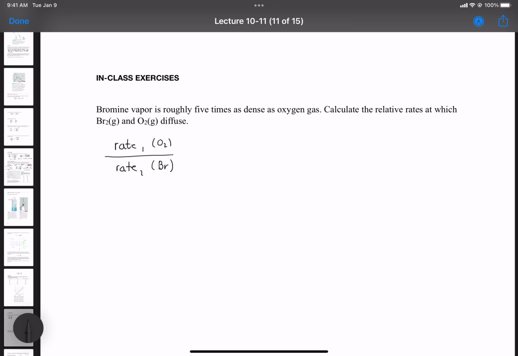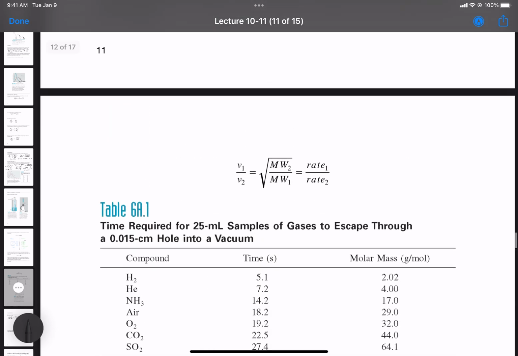Okay? Okay. So we know they're inversely proportional to the molecular weights, so we should have the molecular weight of bromine here, and then on the bottom we should have the molecular weight of oxygen. Okay, so if we say it's roughly 5 times as dense, we should get an equation. So let's just back up here, make sure we wrote the equation right.